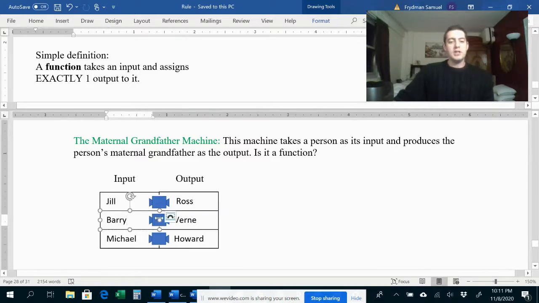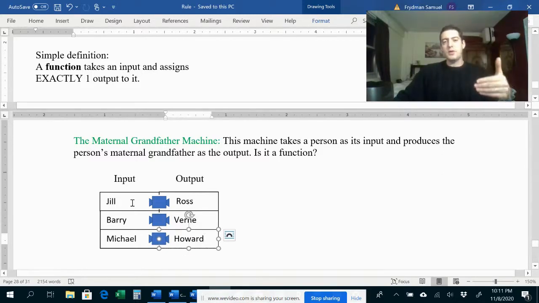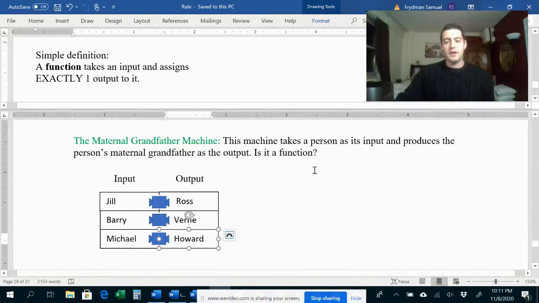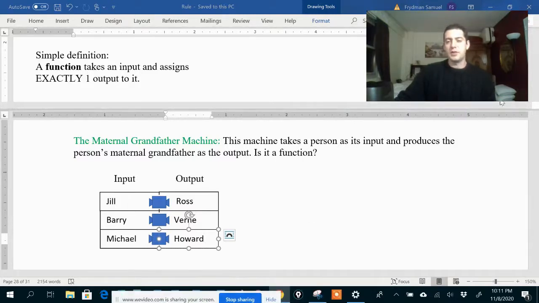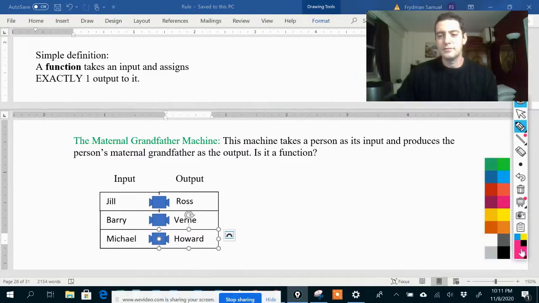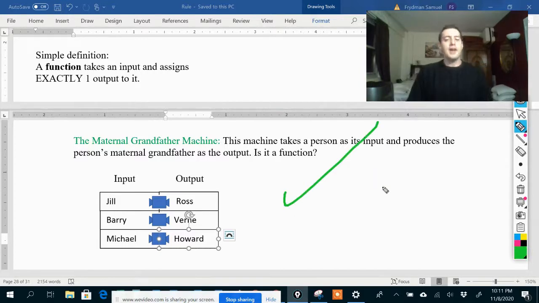We put Barry into the machine, we get Vern as the output. That's Barry's maternal grandfather. If we put Michael into the machine, then the machine spits out Howard as the output. So for every person that we're putting as input into the machine, we're only getting one output because every person only has one maternal grandfather. So this would be a good function. Let me get my pen over here just because I want to write the little check. There we go. Yay, okay, good. So that is a function, no problems there.